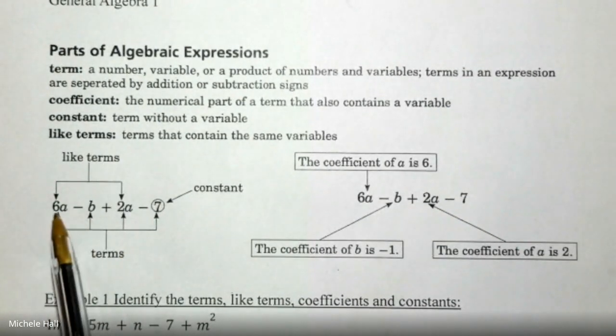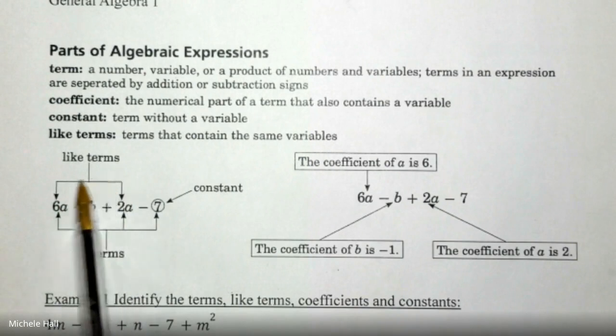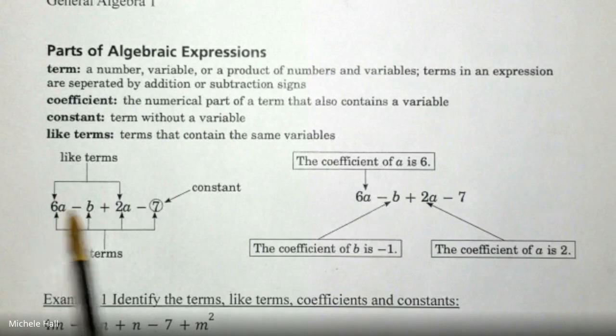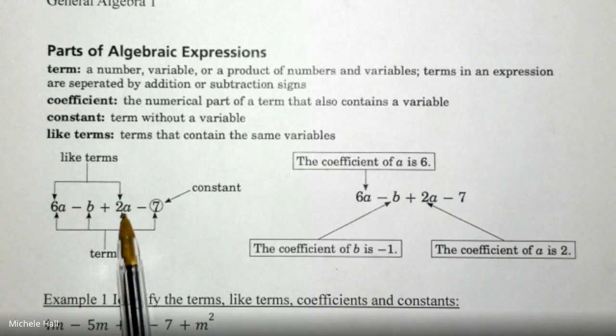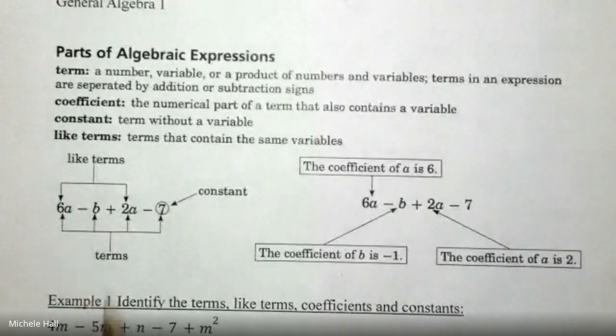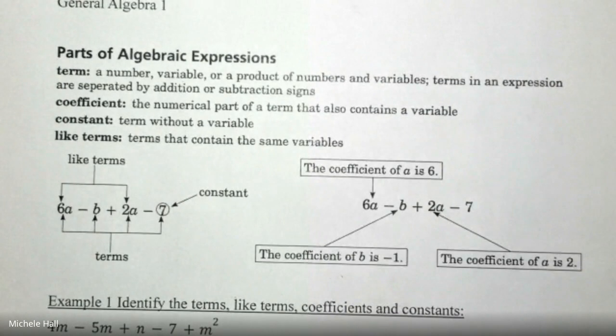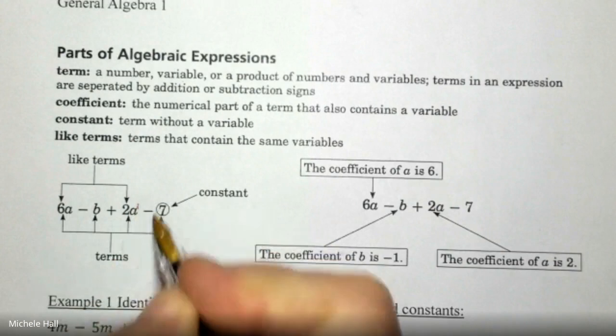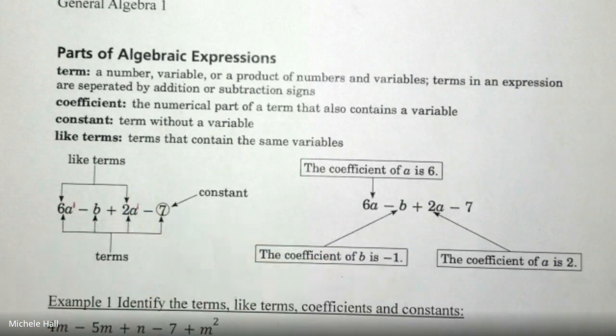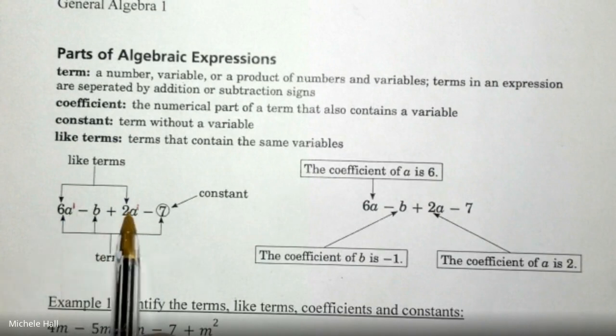We can see that 6a and 2a are like terms. I can add 6a and 2a together because they have exactly the same variable. Remember that variables have exponents, and when you don't see the exponents, it's understood to have a 1. So when you're combining like terms, the variable has to be the same and the exponent.